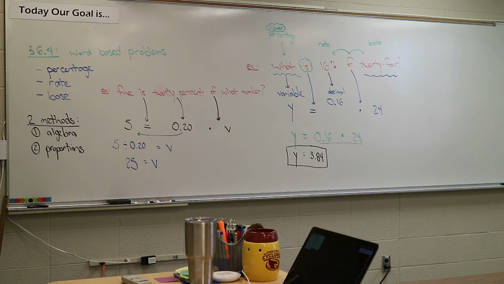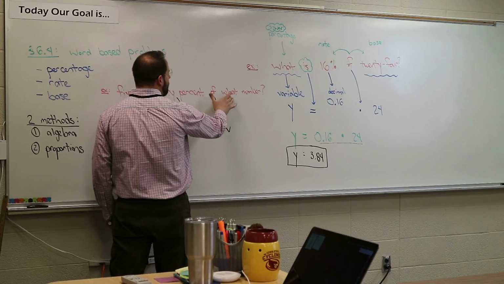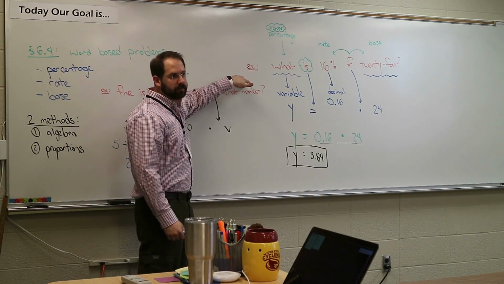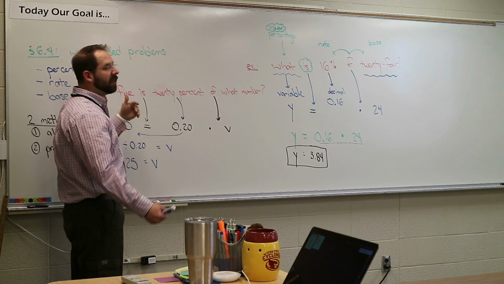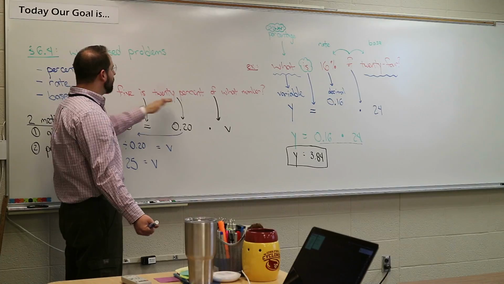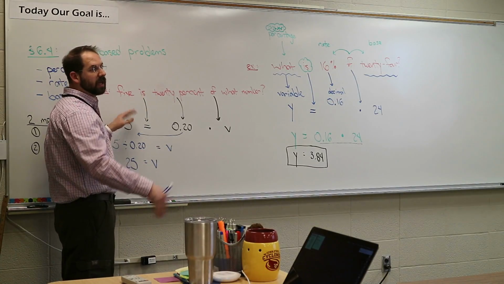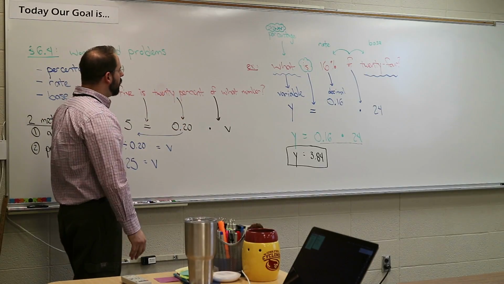Think about the story problem. You're taking 20% of a base. You're playing a game, trying to figure out 20% of how many attempts will give me 5 wins. Well, that means I have to play the game more than 5 times because I only have a 20% chance of winning. If it was 100%, you did 5 attempts, you've won 5 times in a row.